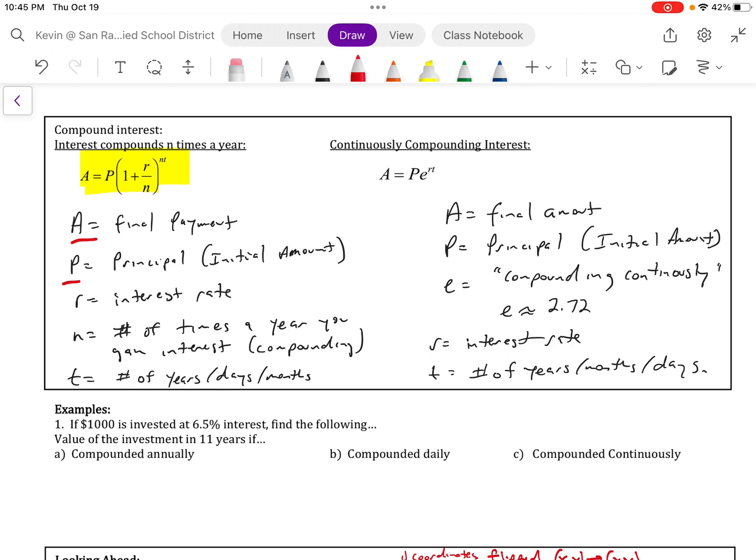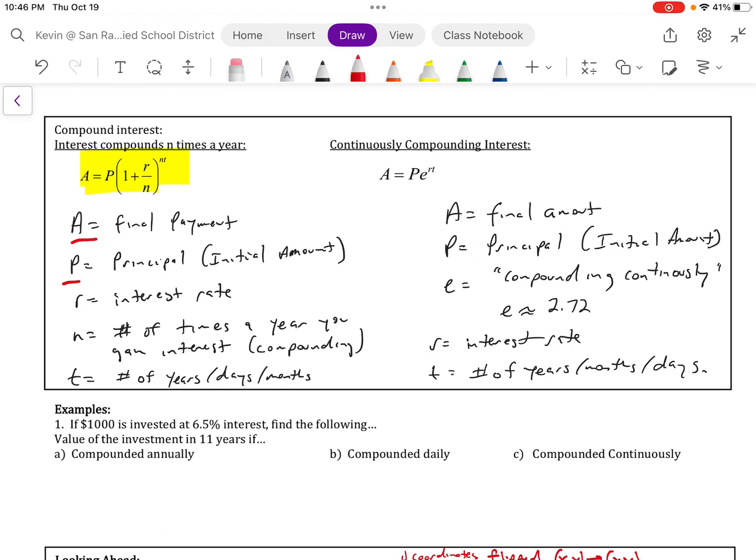r is the interest rate. Anytime you have taken out a loan, or you've invested money into a savings, there's some kind of interest rate. You're going to get paid interest on it. So what is that interest rate? n is the number of times a year you gain interest, in other words, that term compounding. So how often? Is it monthly? Is it quarterly? Is it once a year? How often am I getting paid interest on that money that's there?